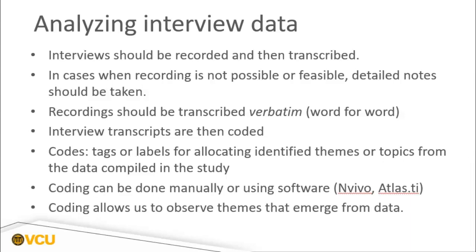Codes are tags or labels for allocating identified themes or topics from the data compiled in the study. Traditionally, coding was done manually, with the use of colored pens to categorize data, and subsequently cutting and sorting the data. And I mean literally, we would cut pieces of paper with excerpts from the transcripts to sort and organize them into themes. These days, the technology is more advanced, so now we can use qualitative data analysis software, such as NVivo or Atlas TI. Coding allows us to observe themes that emerge from data.